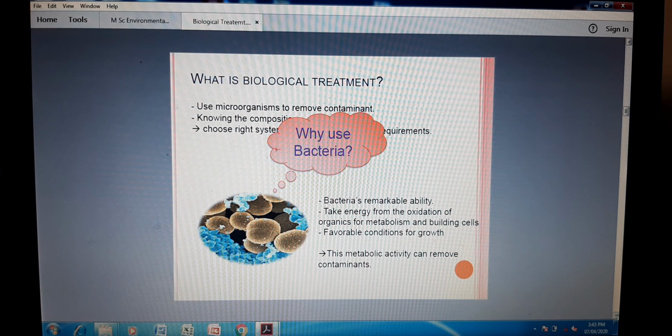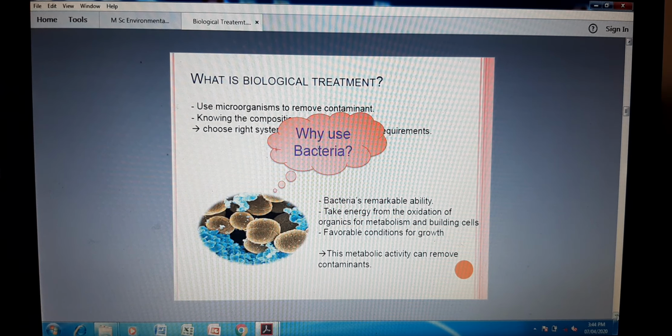Okay, now we will focus on what exactly biological treatment is and why it is important. As we know, biological treatment is the treatment which treats the water with the help of microorganisms. So it is the use of microorganisms to remove contaminants. The contaminants in the form of organic and inorganic matter can be removed, or accumulated by the microorganisms, from the wastewater.